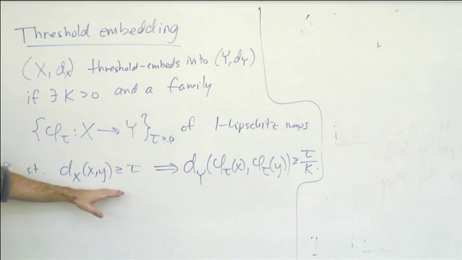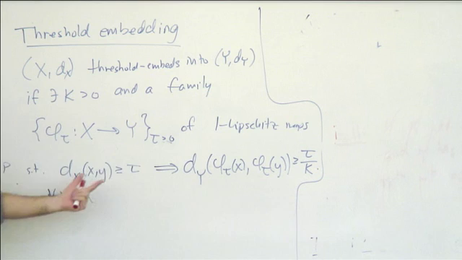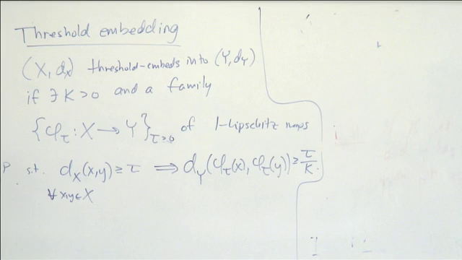So this is for all x and y in X. If the distance in X is at least tau, the distance in Y should be at least tau over a constant factor, and this k is a universal constant. So this may look a little bit strange, but there are plenty of examples. For instance, an old result of Bourgain shows that the complete binary tree does not embed into any Hilbert space, but it does threshold embed into Hilbert space.